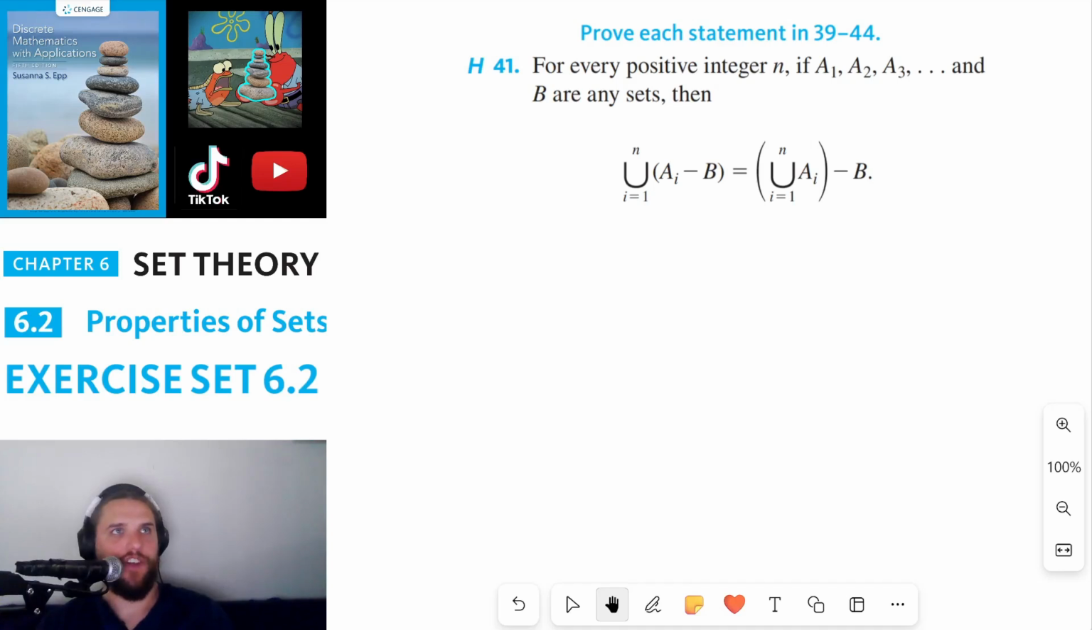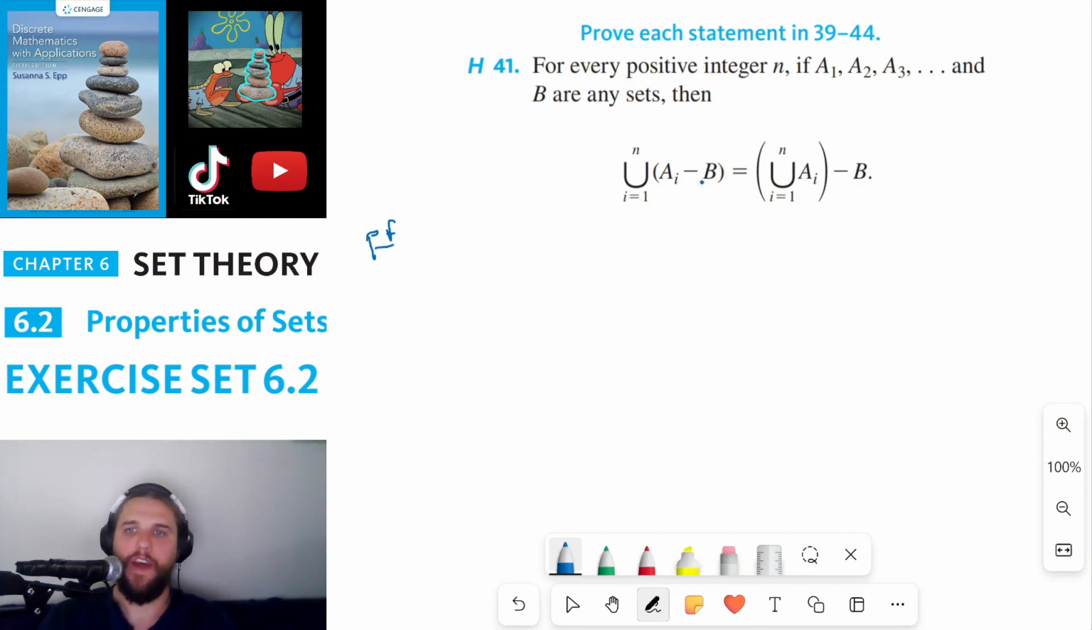For every positive integer n, if A_1, A_2, A_3, and so on, and B are any sets, then the union from i equals 1 to n of (A_i minus B) is the same set as the union from i equals 1 to n of A_i, all minus B.